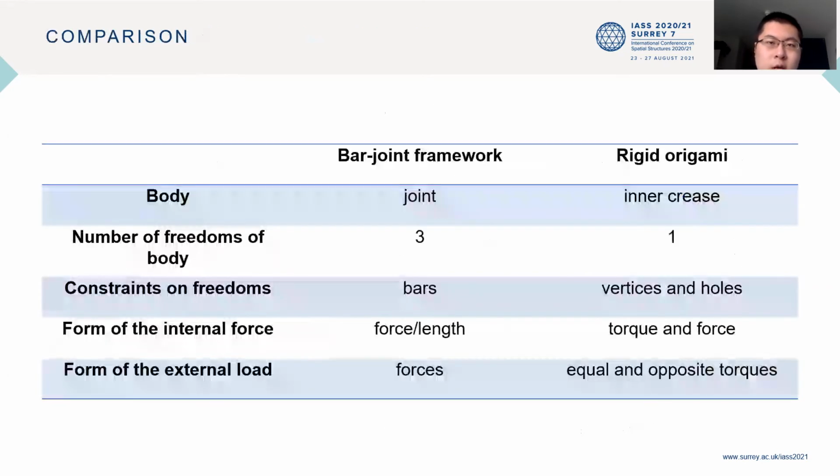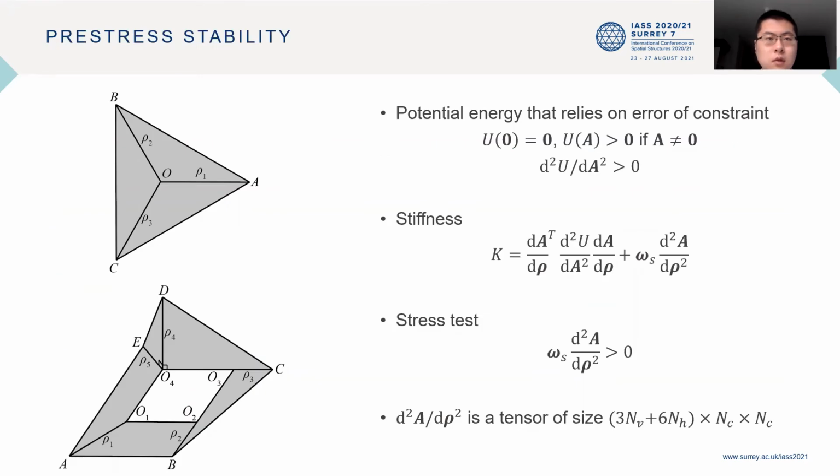This form is a comparison between rigid origami and bar joint framework. In the folding angle expression of rigid origami, a body is an inner crease, and the magnitude of folding angle represents the configuration of a rigid origami. The linkage among bodies is the consistency around each vertex or hole. The form of internal force of rigid origami is a torque inside each inner vertex, and a torque and a force inside each hole. Now we move to the pre-stress stability.